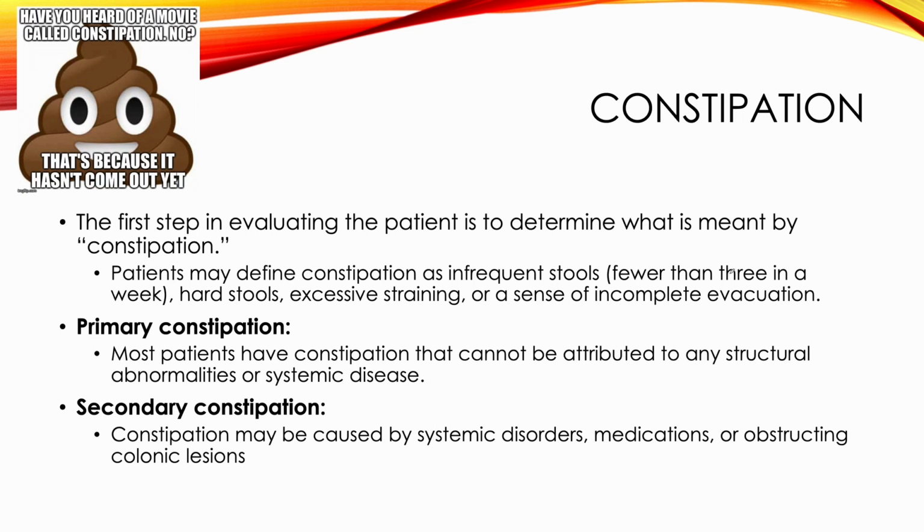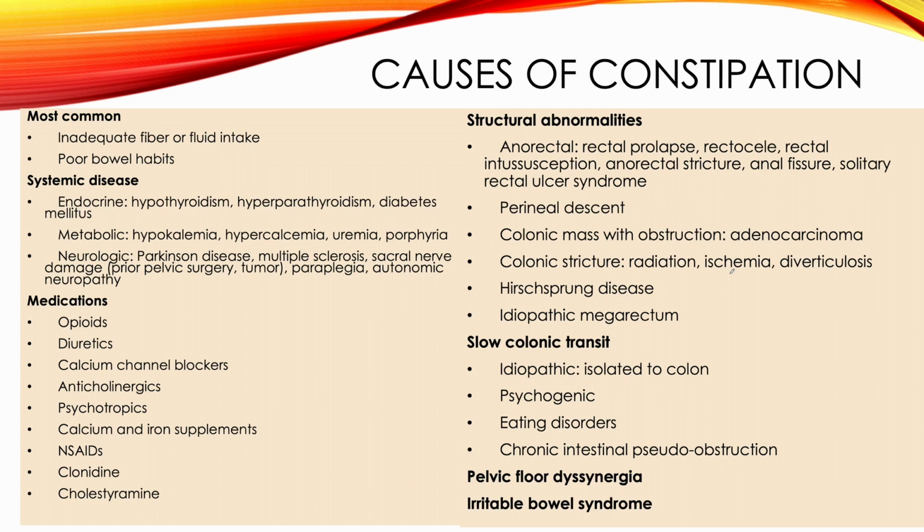There are two major subcategories of constipation. One is primary constipation, which is usually pain-free and cannot be attributed to any type of structural or systemic disease. Secondary constipation is associated with systemic disorders, medications, or some sort of obstructing lesion. So here are some of the causes of constipation.